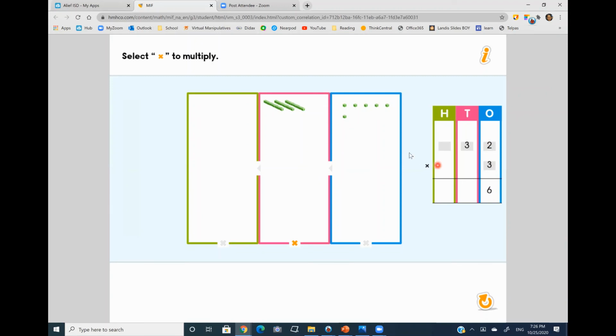Now we're going to do the same. We're going to multiply 3 tens 3 times. So this is 1 time, 2 times, and 3 times 3 tens. When we put them all together, it's going to be 9. Why? Because 3 times 3 is going to be 9.